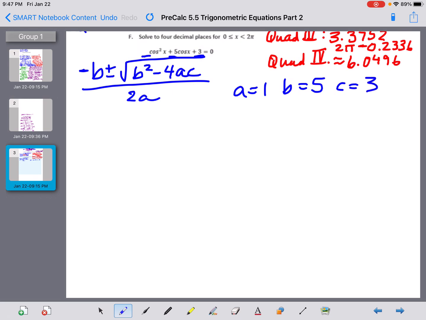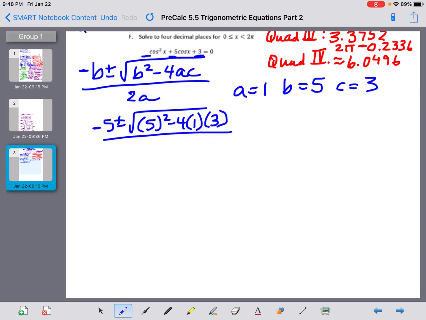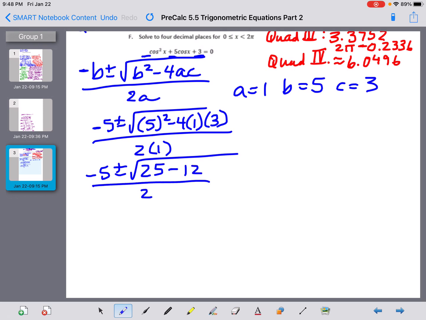Plugging in, negative b, so negative 5, plus or minus the square root of 5 squared minus 4 times a, which is 1, times c, which is 3, all over 2 times a, which is 1. Negative 5 plus or minus the square root. I always take it in pieces. 5 squared is 25 minus 4 times 1 times 3 is 12, all over 2. 25 minus 12 is 13. All right, beautiful, right?